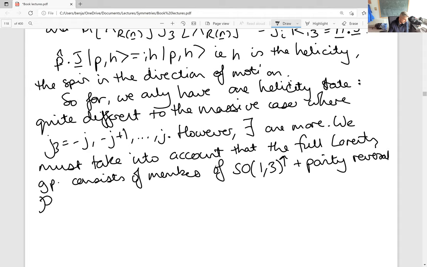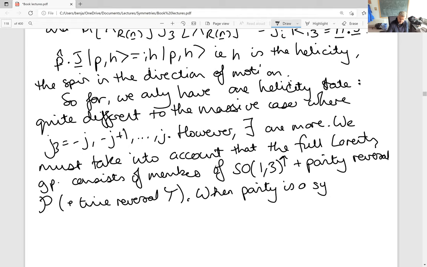I'm going to call this curly P, and time reversal, curly T, but we're not interested in that here. So when parity is a symmetry, and to be open and honest, full disclosure, for some interactions it is and for some it isn't. In particular, in quantum electrodynamics, it is. In quantum chromodynamics, it is, but in the weak interactions, it is not.